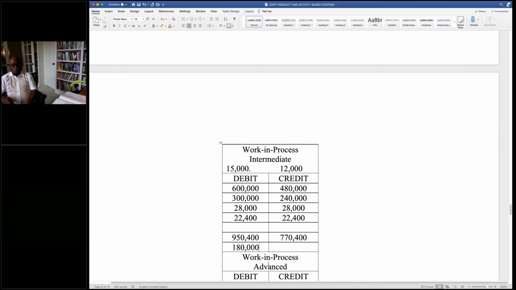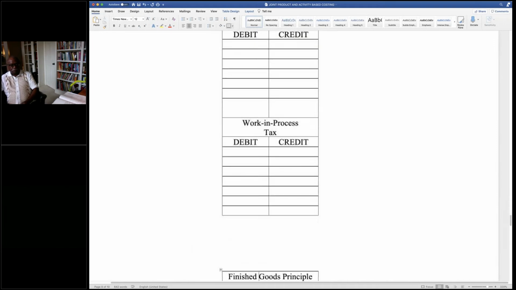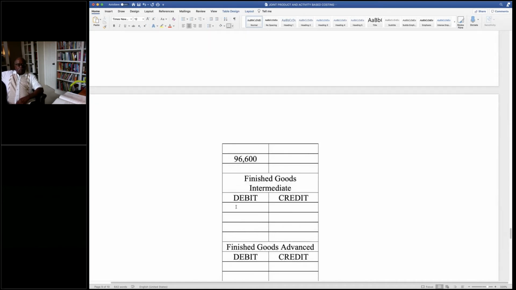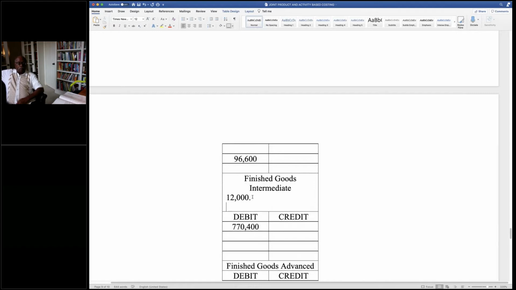Okay, so we're going to take that 770,400, and we're going to grab that number and drag it all the way to our finished goods T-chart for intermediate. And then now we're going to get a new unit cost by comparing the amount of books that they actually completed to the amount of books they actually sold. So they actually completed 12,000 books. And we have to get a new unit cost. To get that, we're going to divide 770,400 by 12,000, and we're going to get $64.20. That's the new unit cost.